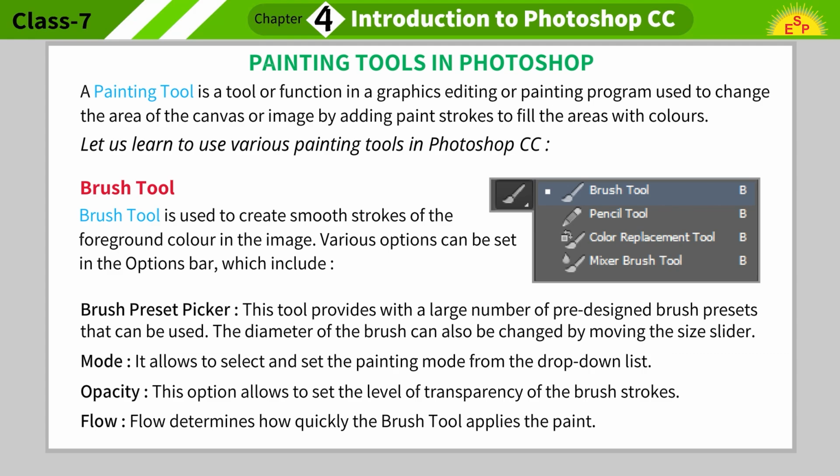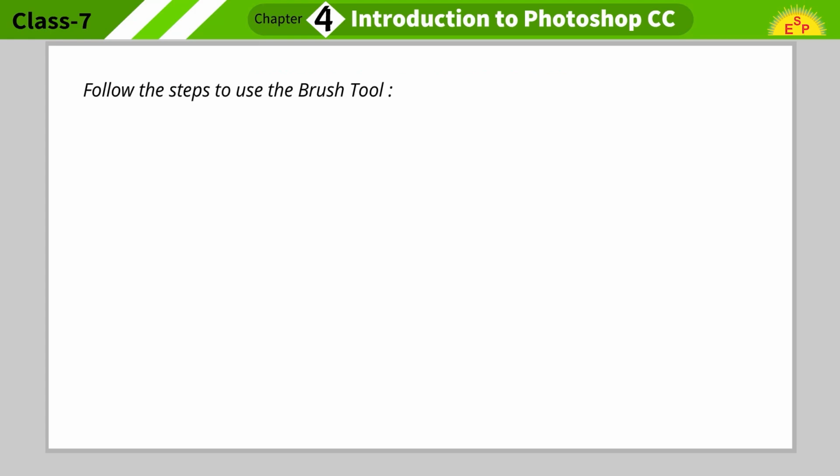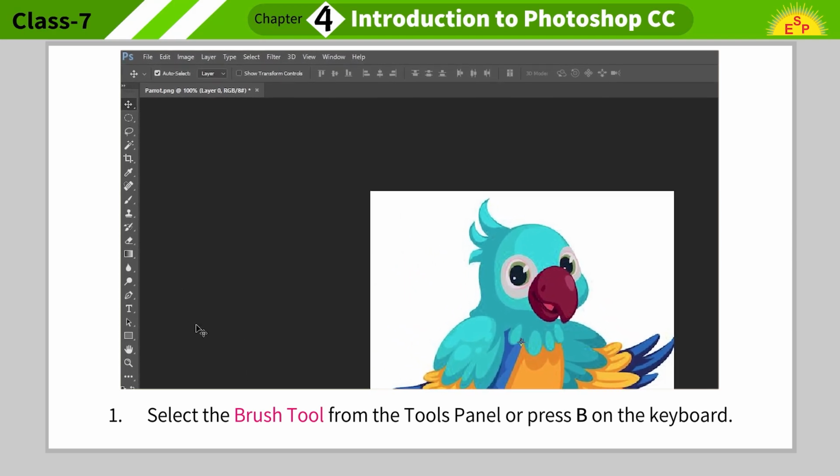Mode. It allows to select and set the painting mode from the drop-down list. Opacity. This option allows to set the level of transparency of the brush strokes. Flow. Flow determines how quickly the brush tool applies the paint. Follow the steps to use the brush tool. Step 1.